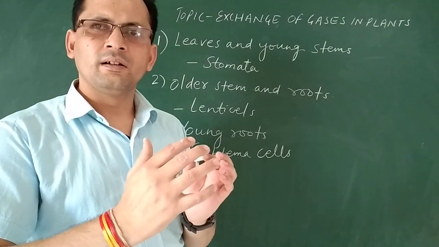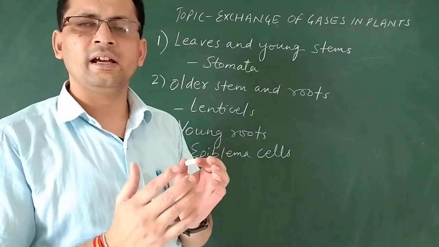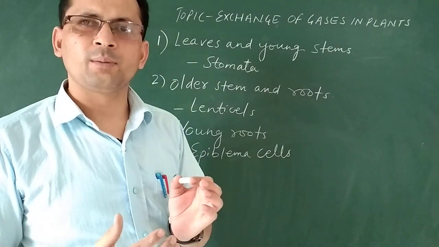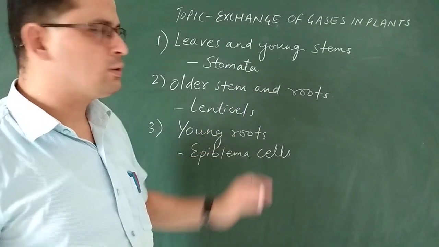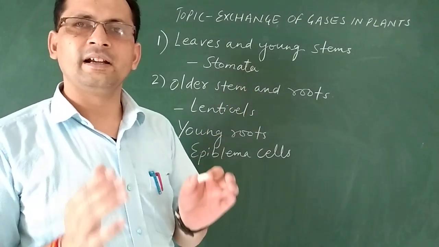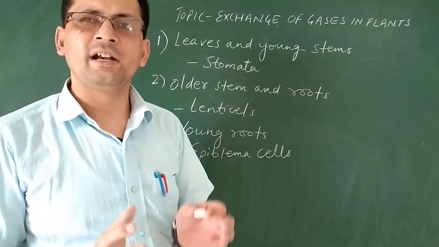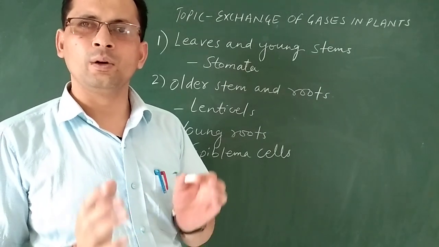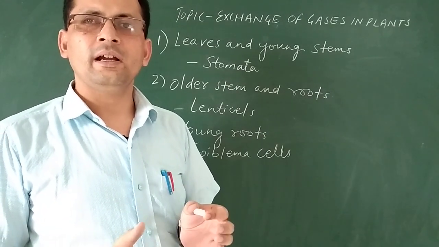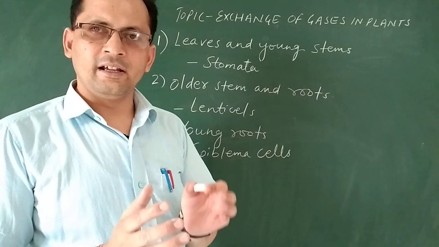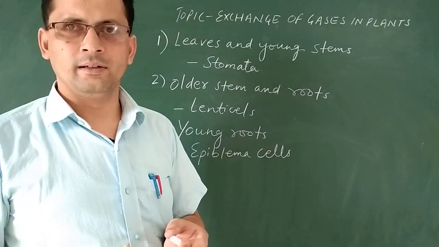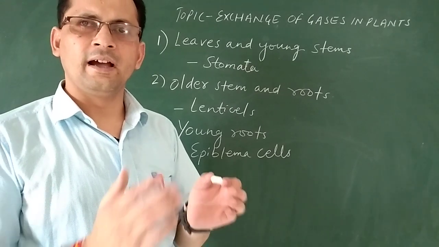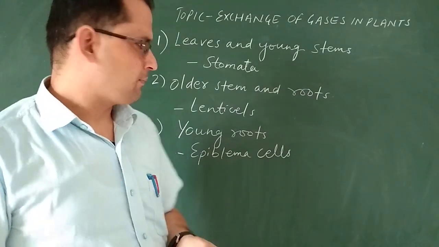between the air in the cells of these and the atmospheric air. So in older stem and roots, lenticels are the permanent pores present. The air in between the cells is directly in contact with the atmospheric air, and thus it helps in the exchange of gases.